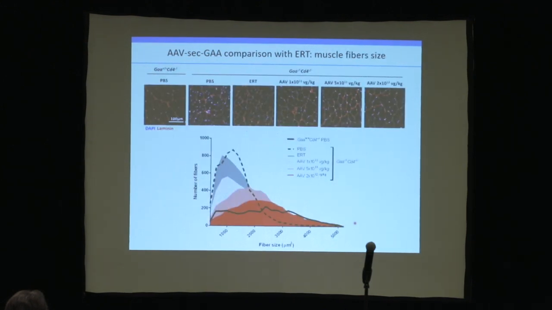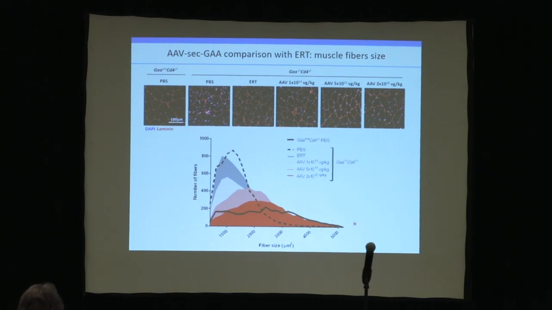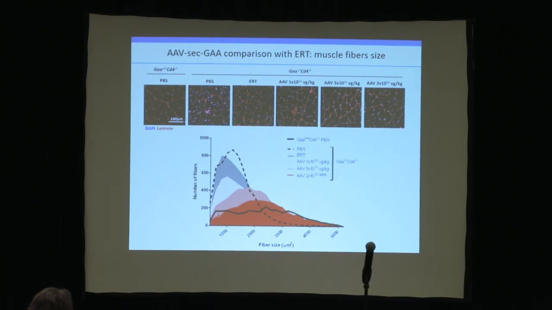We also characterized one interesting feature of the disease in mice, which is the fiber size. What you should know is that in a wild-type mouse, you have a wide, flat distribution of the fiber size, with fibers of any size. When you go into a Pompe mouse, the distribution becomes almost a peak, with fibers that are all smaller than the wild-type fibers.